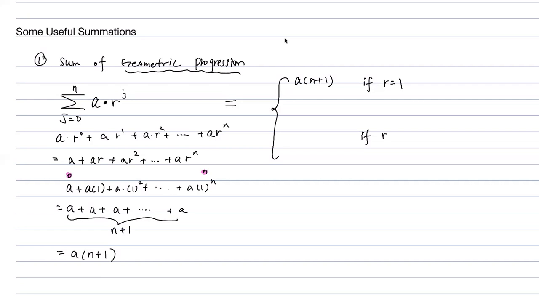Now if r is not equal to 1, that becomes the interesting formula, which is a times r to the n plus 1 minus 1 over r minus 1. Now how do we get this formula? That's the one I'm going to try to prove.